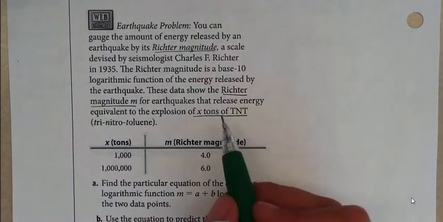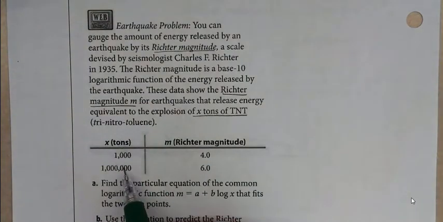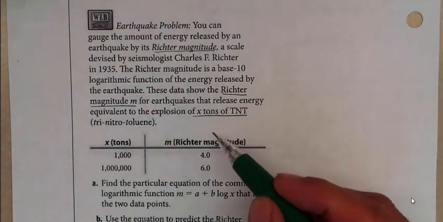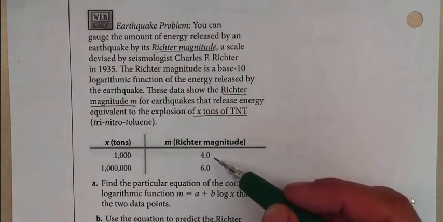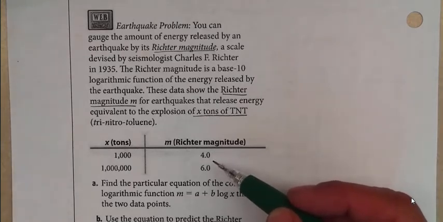All right, so X is going to be the tons of TNT. Looks like a lot of tons there. And then M is going to be our Richter magnitude. We're pretty familiar with earthquakes here, so this should kind of hit home as we go through this. Be thinking about the different earthquakes that we've had here and what their magnitudes are and how those felt.